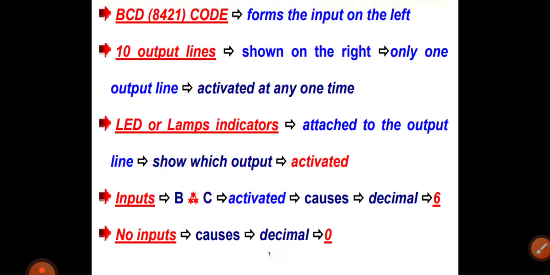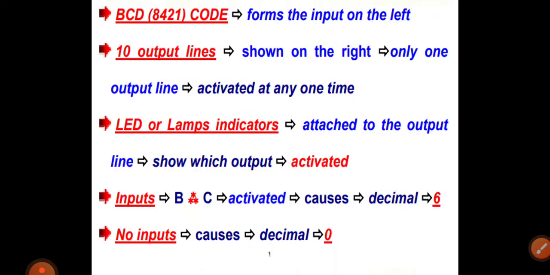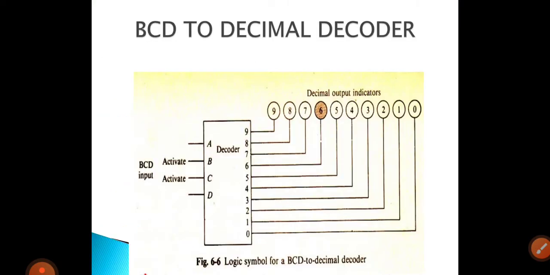As shown on the right, only one output line is activated. Why? Because we write only one BCD number at a time. LED or lamp indicators attached to the output lines show which output is activated. Inputs B and C activated cause the decimal number 6. No input causes the decimal number 0.